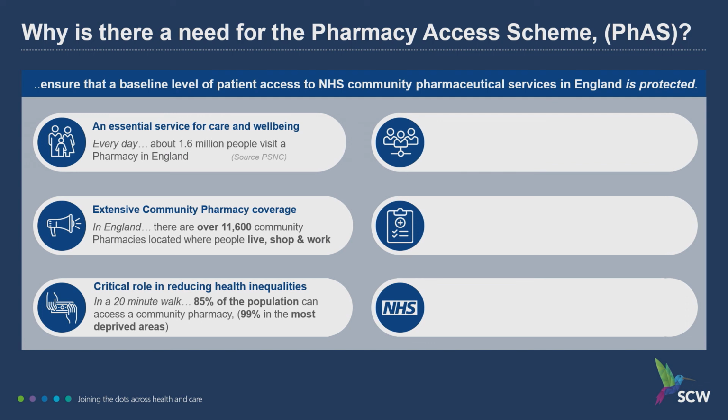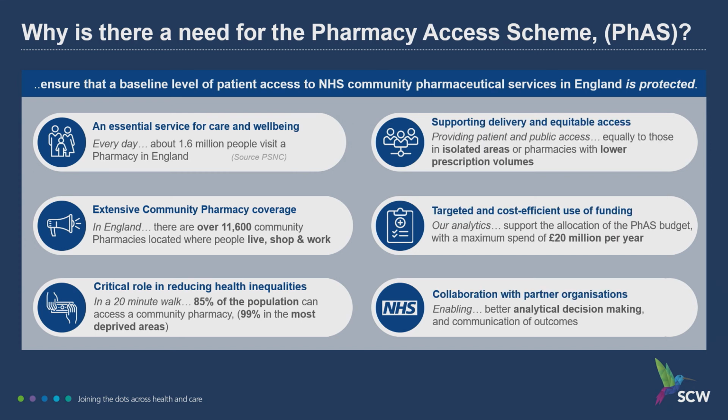As it were, 1.6 million people make a visit to the pharmacy in England every day. Such visits are made possible by an extensive network of community pharmacies, of which we've got over 11,600 nationwide, located close to where we live, where we work, or where we shop. Such coverage plays a very crucial role in reducing health inequalities, with upward of 99% of the population in the most deprived areas having access to a community pharmacy within a 20-minute walking distance.